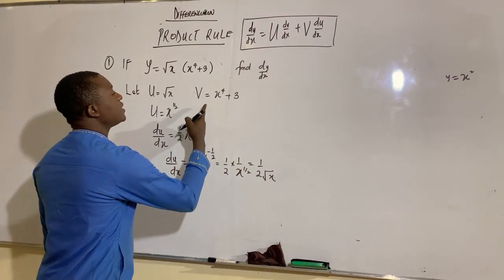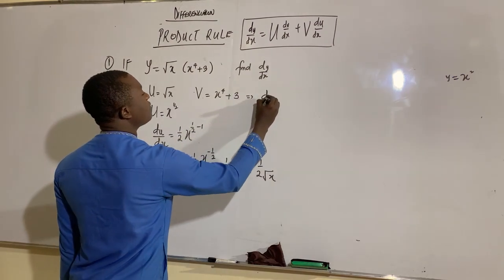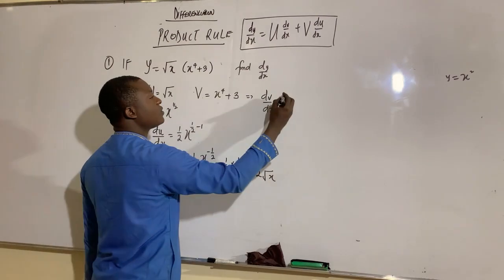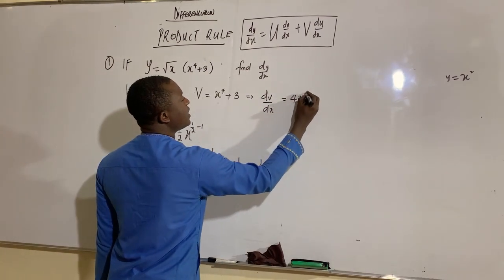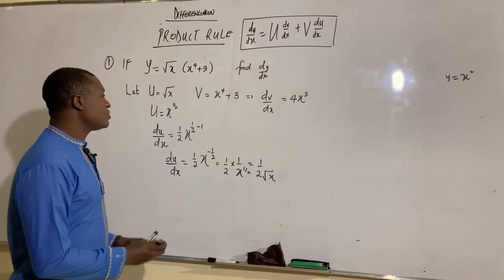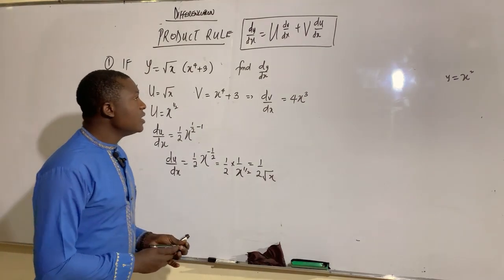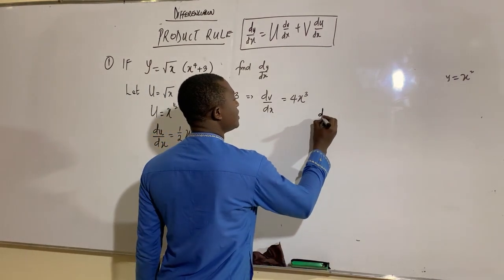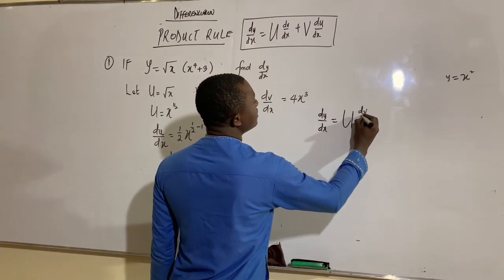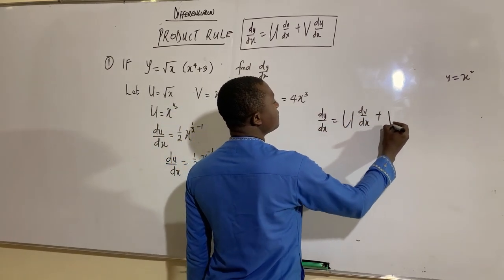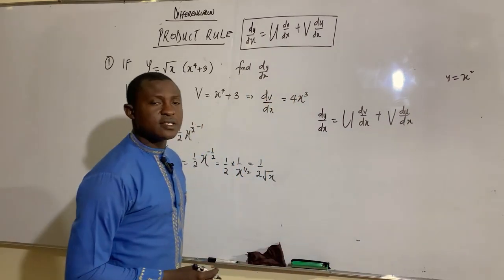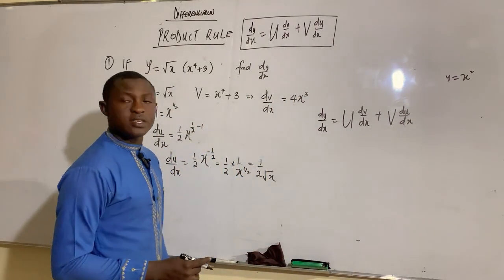So here I can write this as 1 over 2 root of x. For the second one, I have v, so here we have dv/dx, the differential of x⁴. Of course, we are going to have 4x³. The differential of 3 is going to be 0. So now, applying the formula, you know that the formula is dy/dx is equal to u dv/dx plus v du/dx.